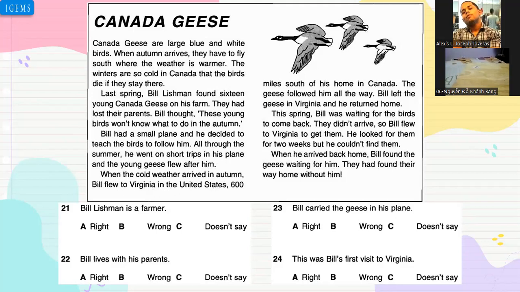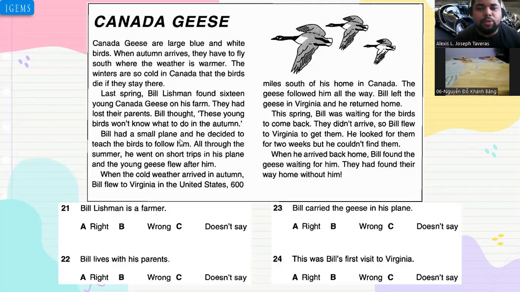All through the summer, he went on short trips in his plane and the young geese flew after him. When the cold weather arrived in autumn, Bill flew to Virginia in the United States, 600 miles south of his home in Canada. The geese followed him all the way. Bill left the geese in Virginia and he returned home. This spring, Bill was waiting for the birds to come back. They didn't arrive, so Bill flew to Virginia to get them. He looked for them for 2 weeks but he couldn't find them. When he arrived back home, Bill found the geese waiting for him. They had found their way home without him.